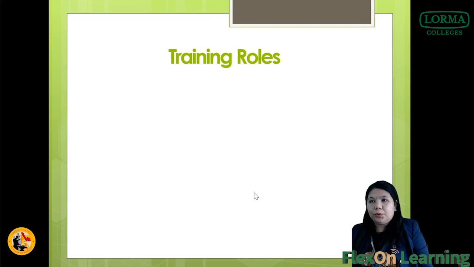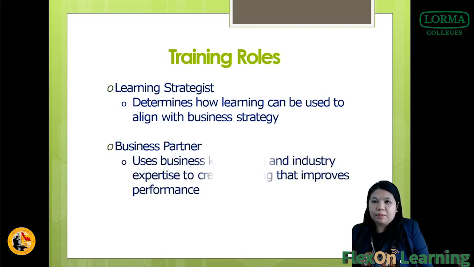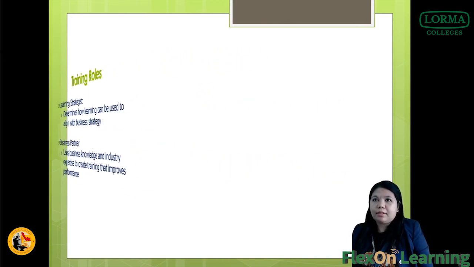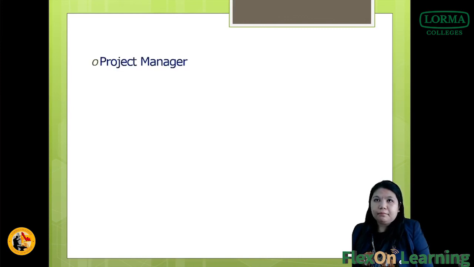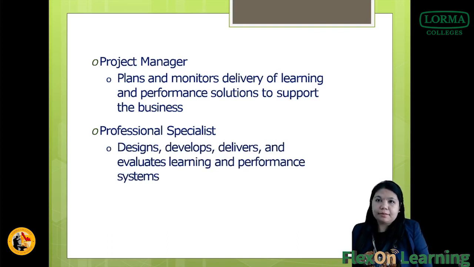Now, what are the training roles? We have the learning strategist, who determines how learning can be used to align with business strategy. We also have the business partner, who uses business knowledge and industry expertise to create training that improves performance. Then we have the project manager, who plans and monitors delivery of learning and performance solutions to support the business. And the professional specialist designs, develops, delivers, and evaluates learning and performance systems.